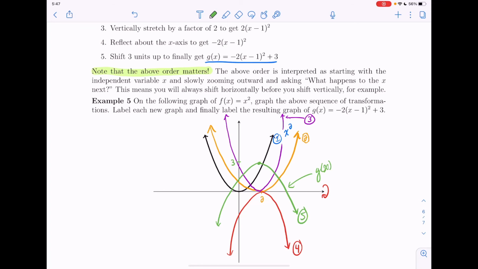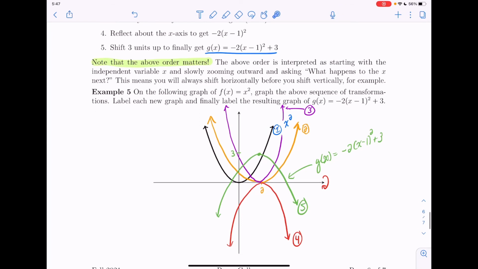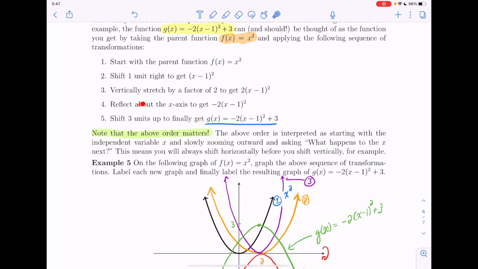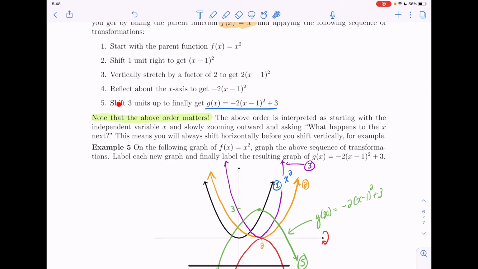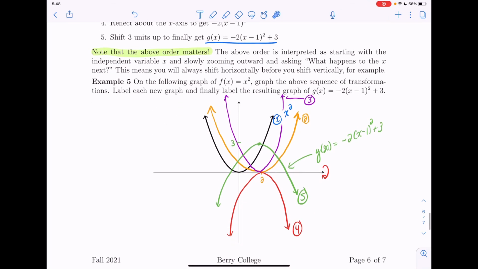be our function g of x, which is negative 2 times x minus 1 squared plus 3. And so in this manner, we can now graph any sort of crazy looking function like this. It amounts to taking your parent function and then carefully tracing out all of the parent function transformation steps that yield your new function. And then taking these algebraic observations and converting them into their graphical representations. Tracing those out, and that gets your final answer.